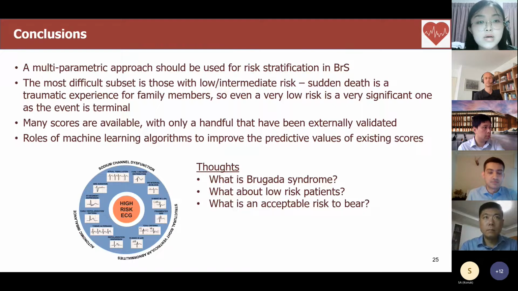In conclusion, a multi-parametric approach should be used for the risk stratification of Brugada syndrome. And the most difficult subset are those who are considered to be of a low or intermediate risk. Sudden cardiac death is a traumatic experience for both the patient and their family members. So even a very low risk is considered to be a very significant one, as the event is terminal. Whilst there are many scores available, there's only a handful that has been externally validated. And the roles of genetic testing and machine learning algorithms should be considered to improve the predictive values of existing scores.